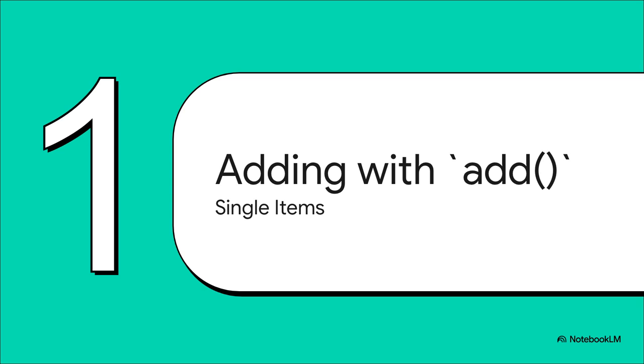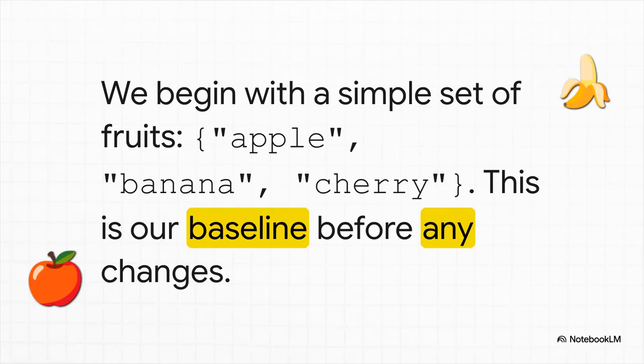All right, let's start with the easy stuff. What if you just need to pop one single new item into your set? For that, Python has a super simple tool called the add method. Okay, so here's our starting point. We've got a little set with 3 fruits: apple, banana, and cherry. This is our before picture, you could say.